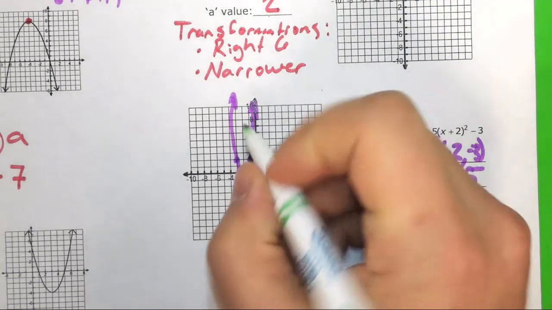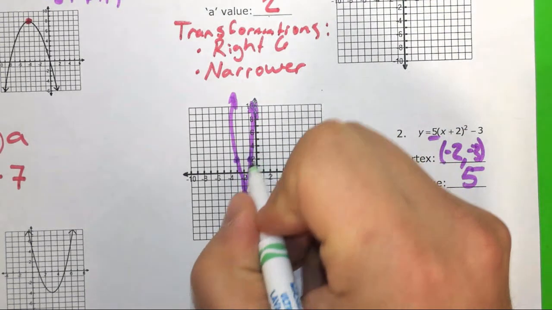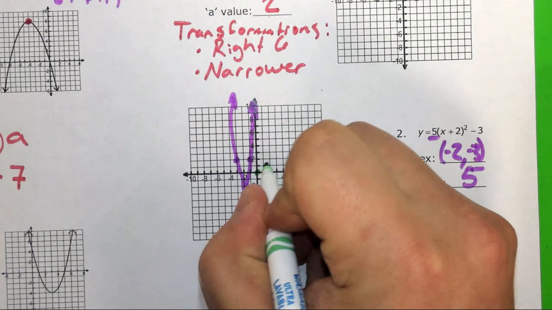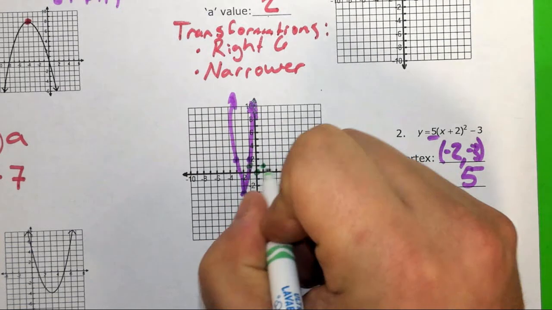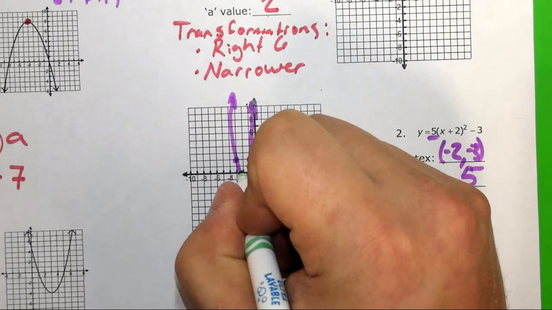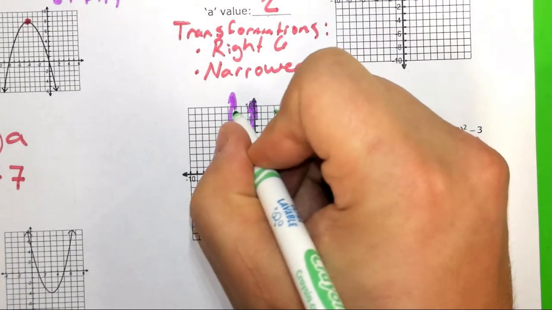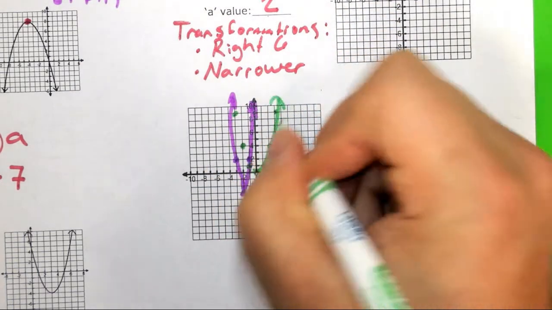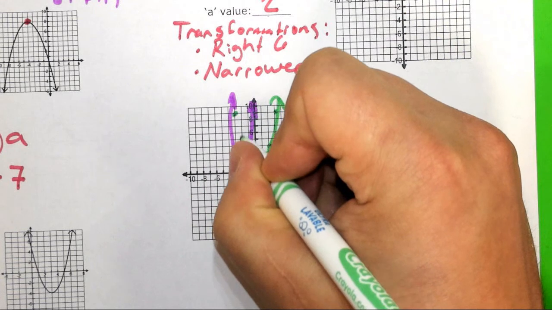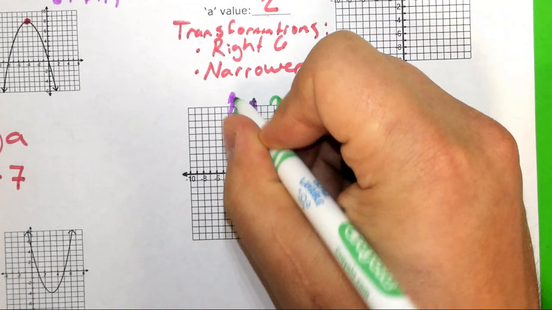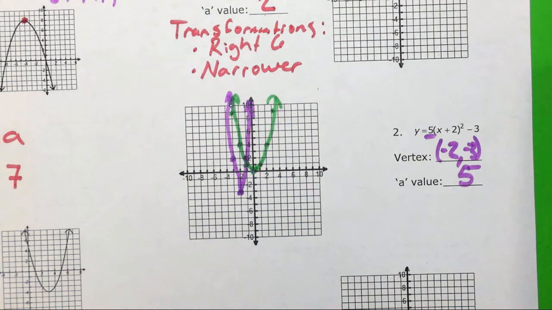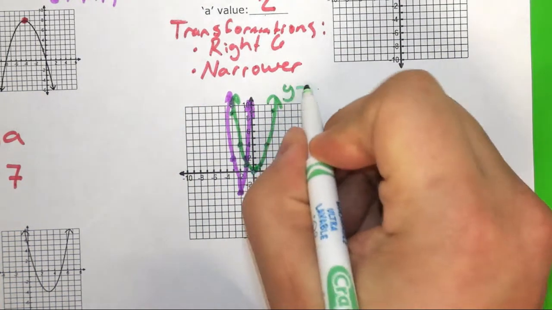So our parent function: 0, 0, 1, 1, negative 1, 1, 2, 4, negative 2, 4, 3, 9, negative 3, 9. And then there it is. You can already see how skinny or how narrow our purple one is now compared to our parent function. This guy's y equals x squared again.